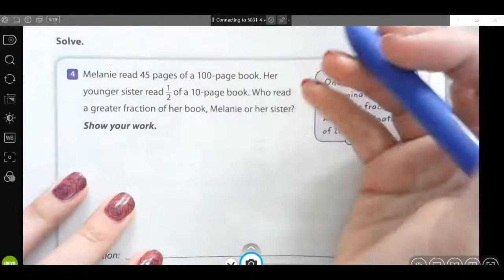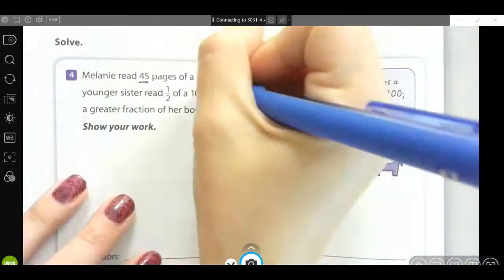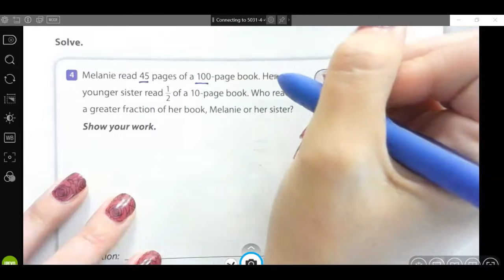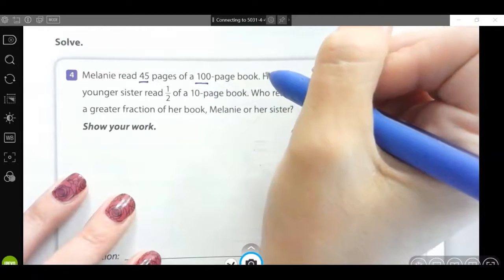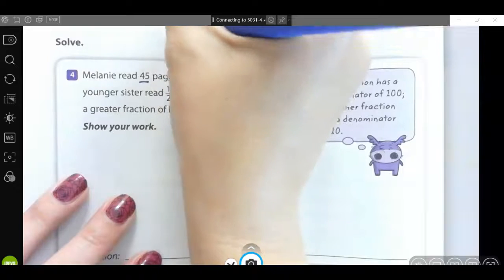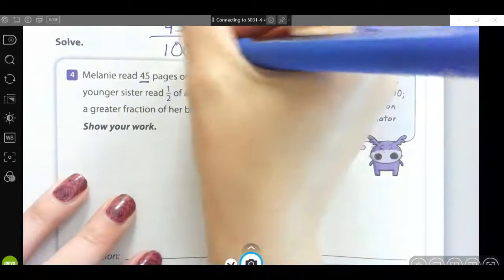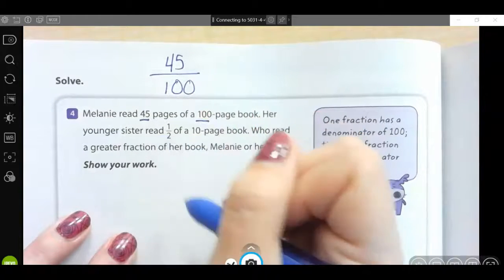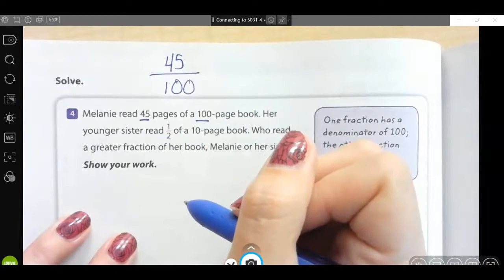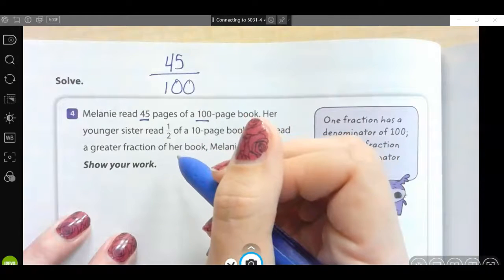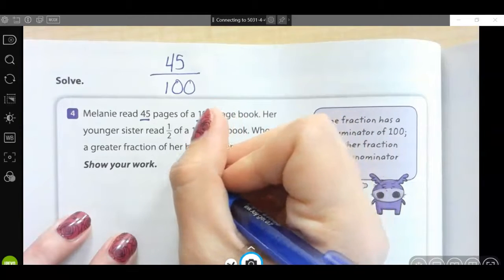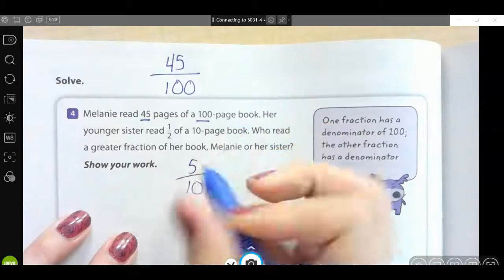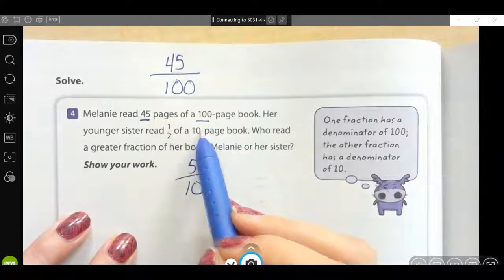Okay, number 4. Melanie read 45 pages of a 100-page book. How could we write that as a fraction? 45/100. Yeah. Because we know that there's 100 whole pages and she's read 45 of them. Her younger sister read half of her 10-page book. What would that be as a fraction? It's not a half. What do you think, Charlie? 5/10. Because it's telling us that we have to do half of 10.